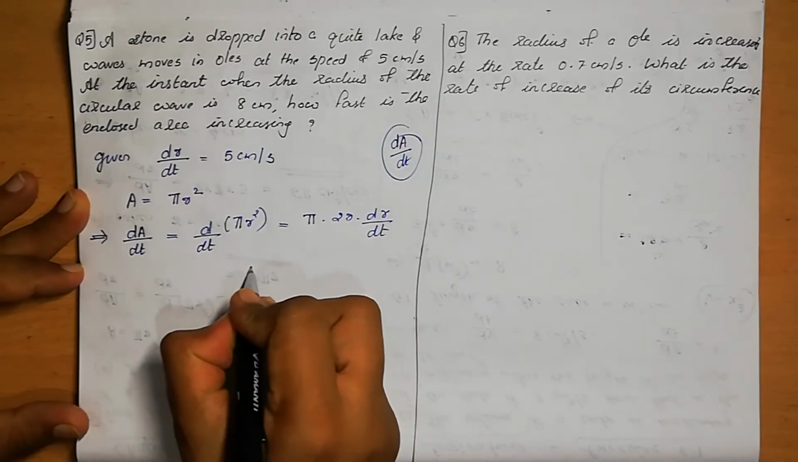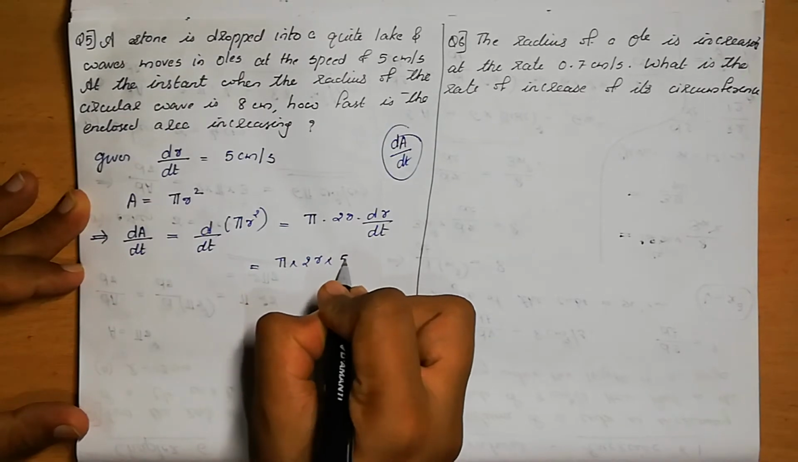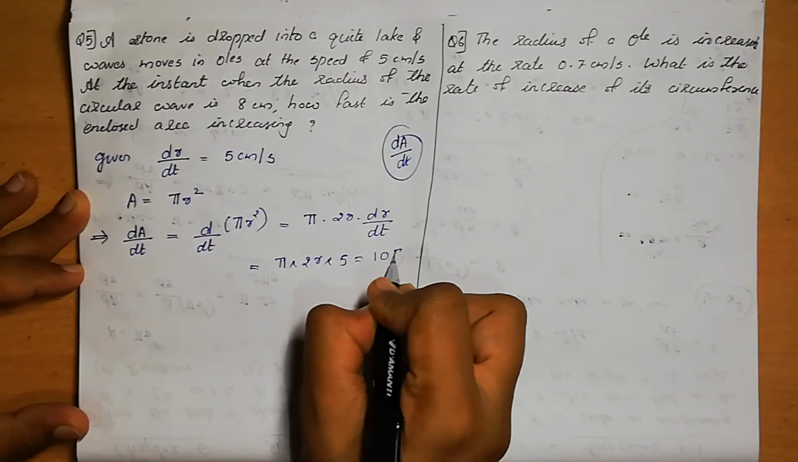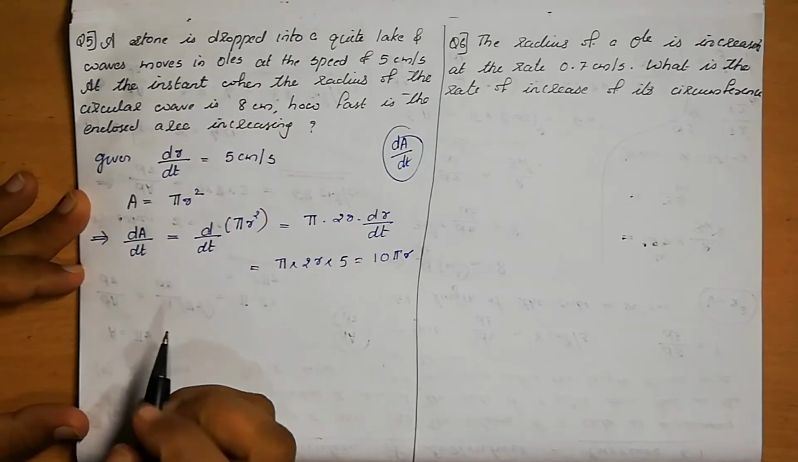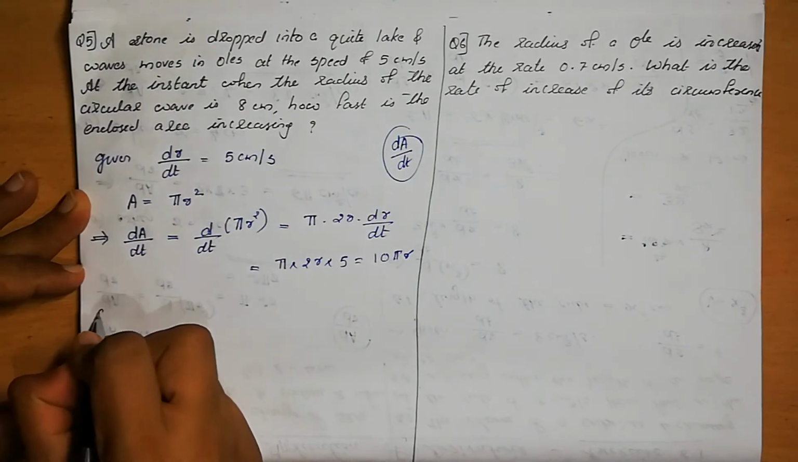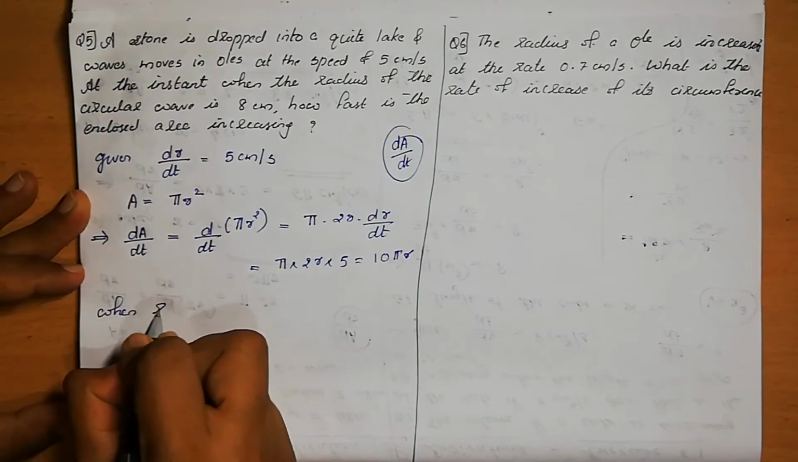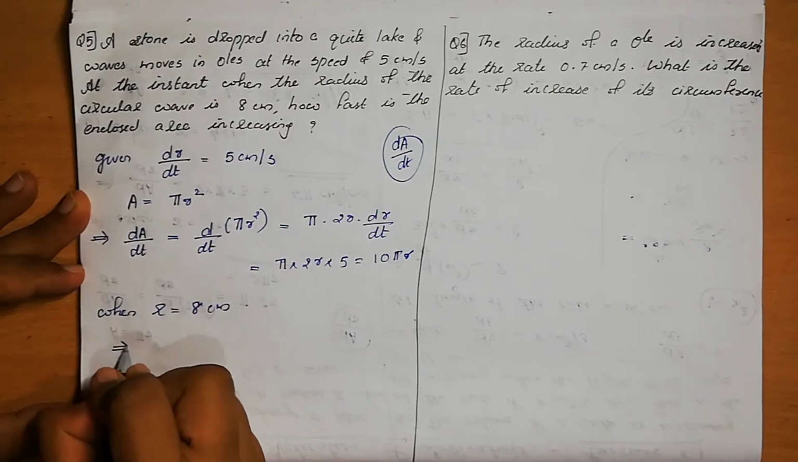That means pi into 2r into 5, that means 10 pi r we will get. So what we need to find? Radius is equal to 8 centimeter. The radius of the circular wave is 8 centimeter. When r equal to 8 centimeter, we are going to find the value of dA by dt, right?